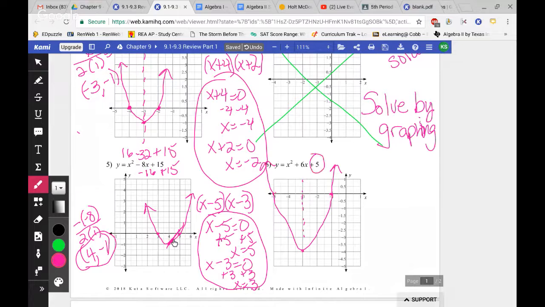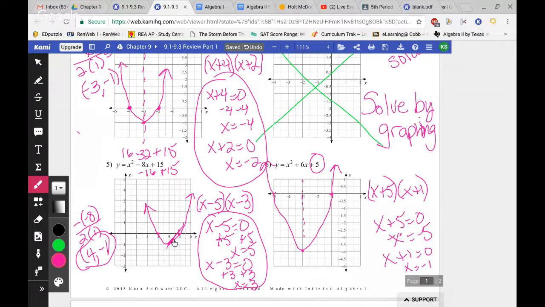What two factors multiply to give you 5 and when you add them give you 6? It's going to be x plus 5 and x plus 1. So if I solve those, I'm going to get my x-intercepts. Does that make sense? Yeah. Is it a little clearer now? Yeah, it's clear. Okay, good.